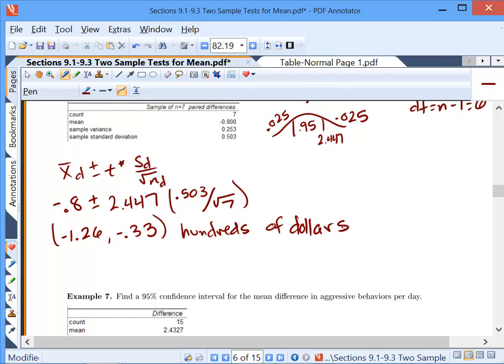Okay. So that's my confidence interval, but what does it really mean? So I could say something like, I am 95% confident that the mean for all of the differences will be between negative 1.26 and negative 0.33. That's not really that informative for my boss. Okay, so let's come back.